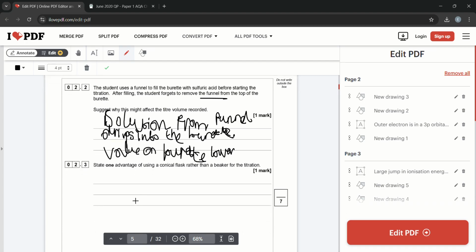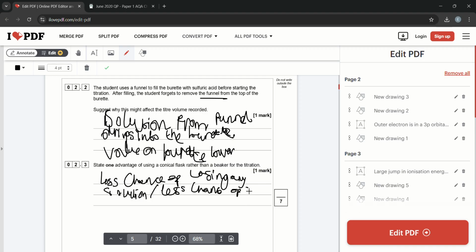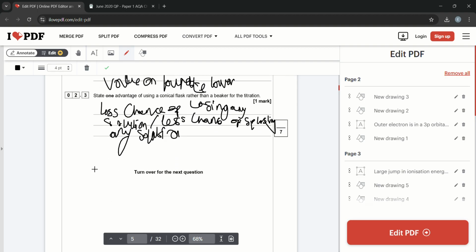And then to state one advantage of using a conical flask rather than a beaker for titration, well, there's less chance of losing any solution, or less chance of splashing any solution. And that is the end of question 2.